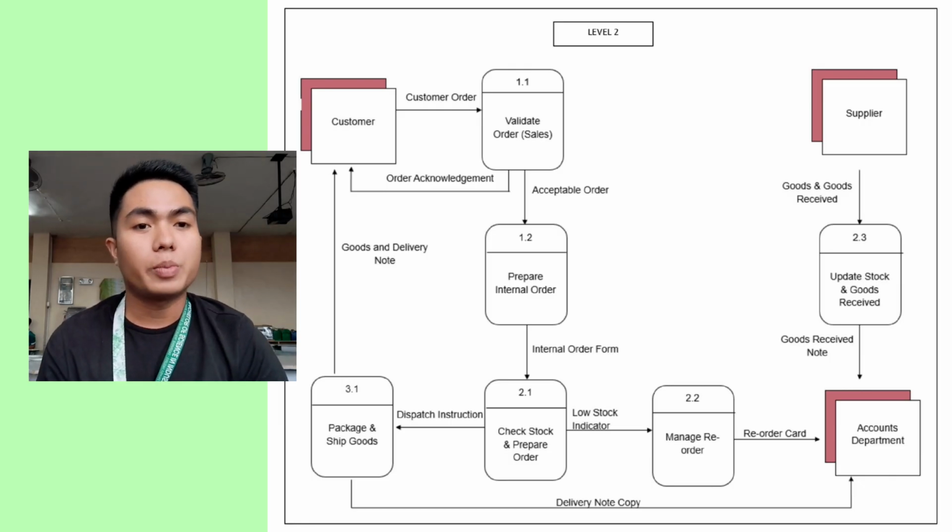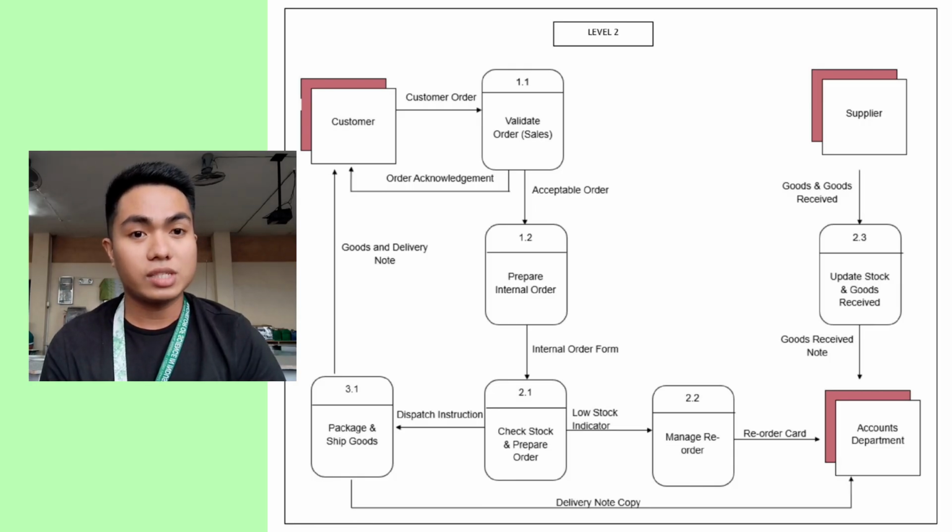to 1.2, prepare internal order, where the customer's order is converted into an internal order form for internal use. This form is then forwarded to 2.1, check stock and prepare order, where inventory levels are reviewed to determine whether the requested items are available. If sufficient stock is confirmed, 2.1 immediately issues a dispatch instruction to 3.1, package and ship goods, initiating the packing and delivering process to the customer along with the delivery note.